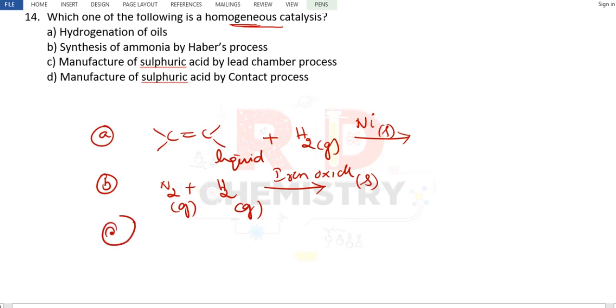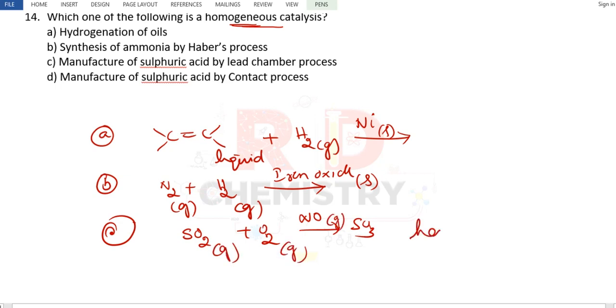Option C. Manufacture of sulfuric acid by the lead chamber process. One of the important steps is conversion of sulfur dioxide to sulfur trioxide by oxidation in the presence of nitric oxide. Sulfur dioxide is a gas, oxygen is a gas, nitric oxide is also a gas. Therefore, it is homogeneous. Therefore, the answer is option number C.